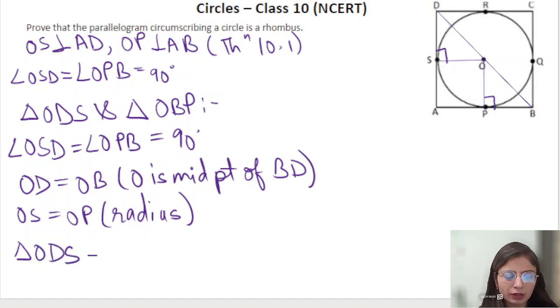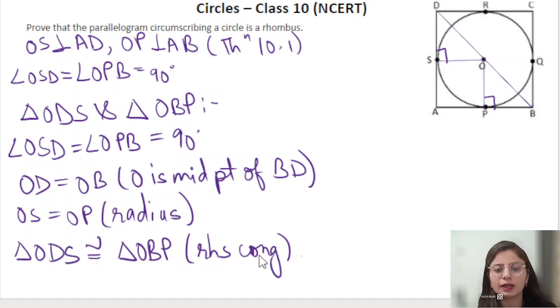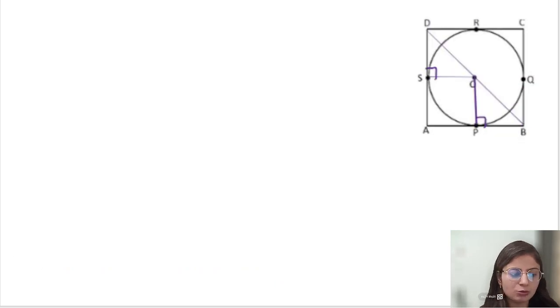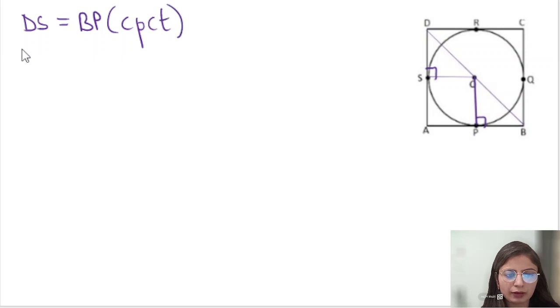So, triangle ODS is congruent to triangle OBP using RHS congruency. Right? So we have proved that these two triangles are congruent. Triangle ODS and OBP. Now since these two triangles are congruent, by CPCT I can say that DS is equal to BP because congruent parts of congruent triangle are equal.